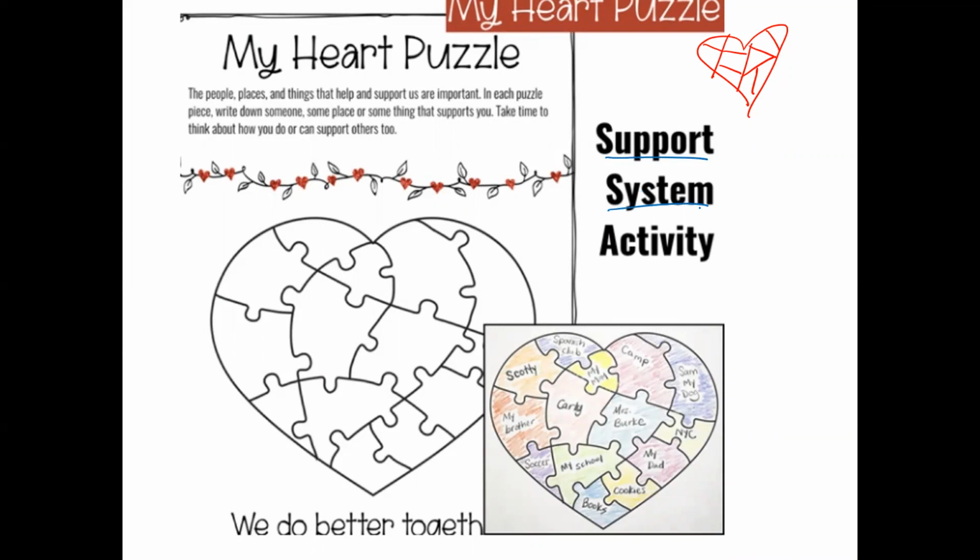And on each of the little puzzles, I want you to go ahead and write down all of the people that are there to support you. And it doesn't have to be people, it doesn't have to be family members. It could be my soccer team. It could be something that you enjoy, like books. My personal favorite is cookies. And also it could be a pet. It could be a teacher, it could be a location, it could be an experience.